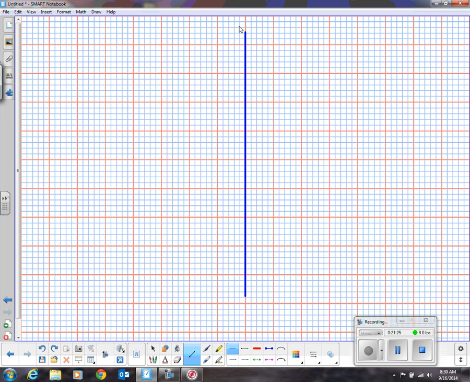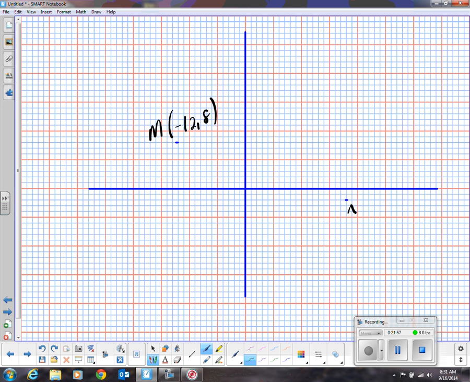All right, so we're going to plot these points on our coordinate plane. One of the points we've been given is negative 12, up 8. Then we've been given 18, down 2. So you want to make sure that you label this. This is M, and it is negative 12, 8. This is N, and this is 18, negative 2.